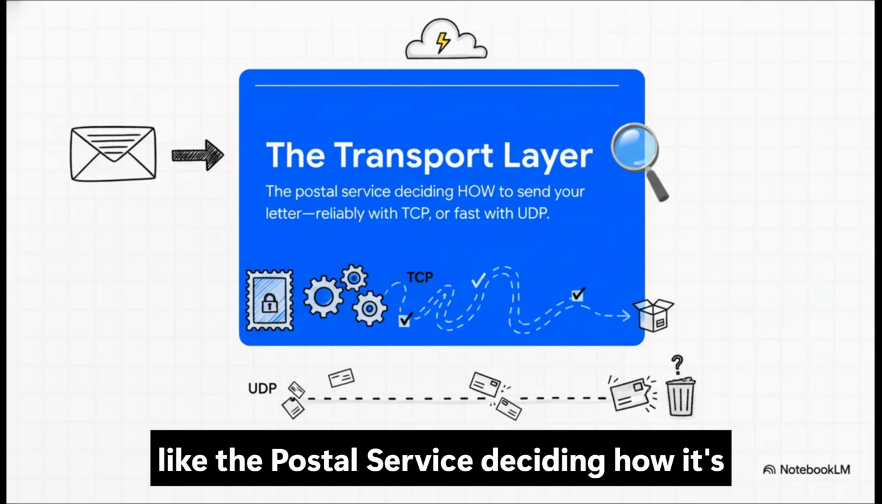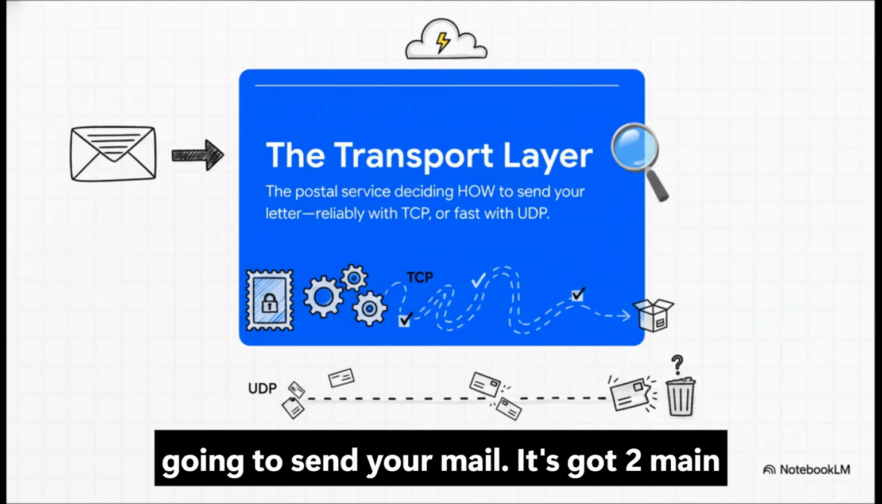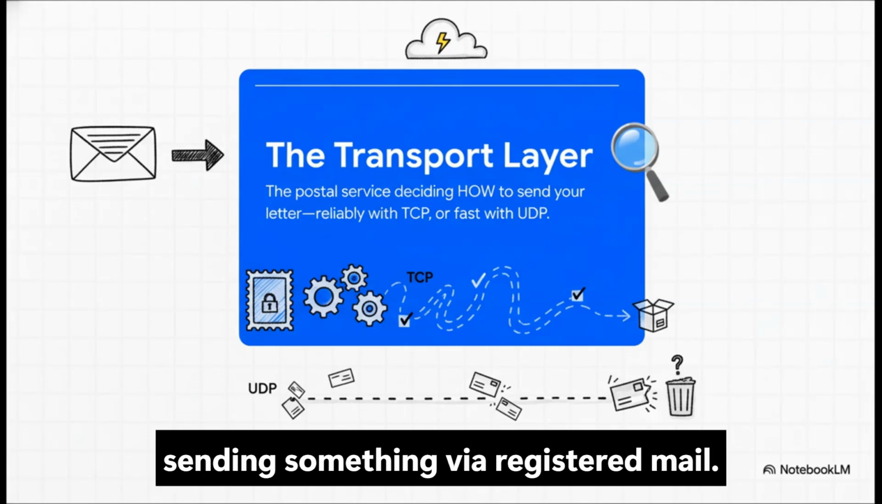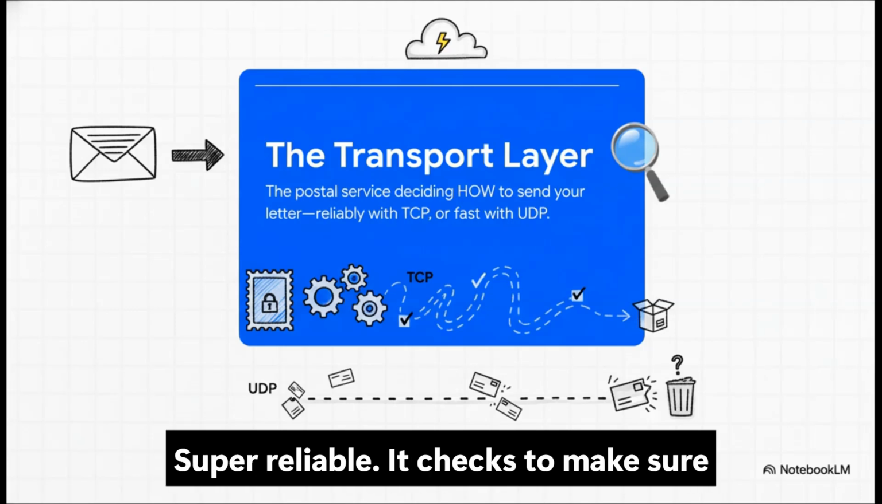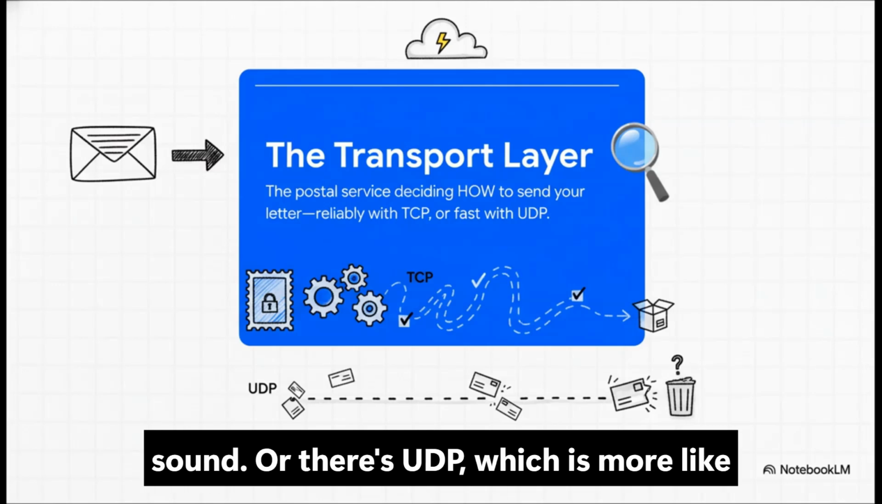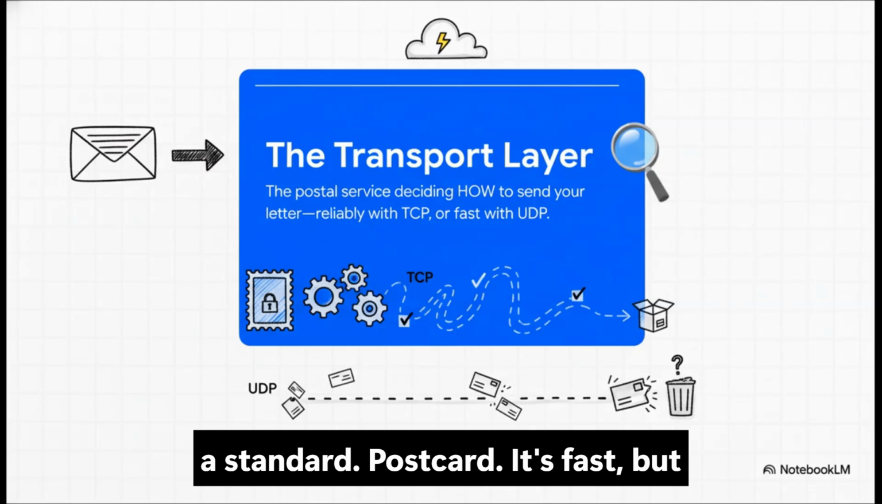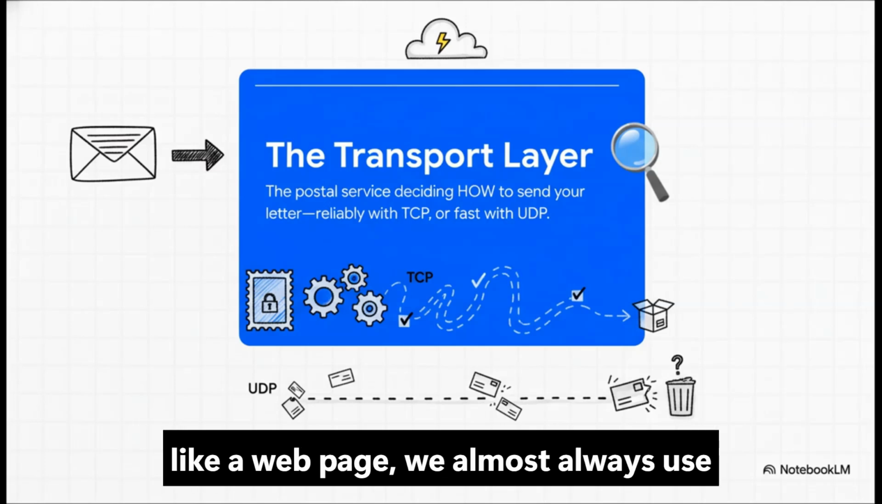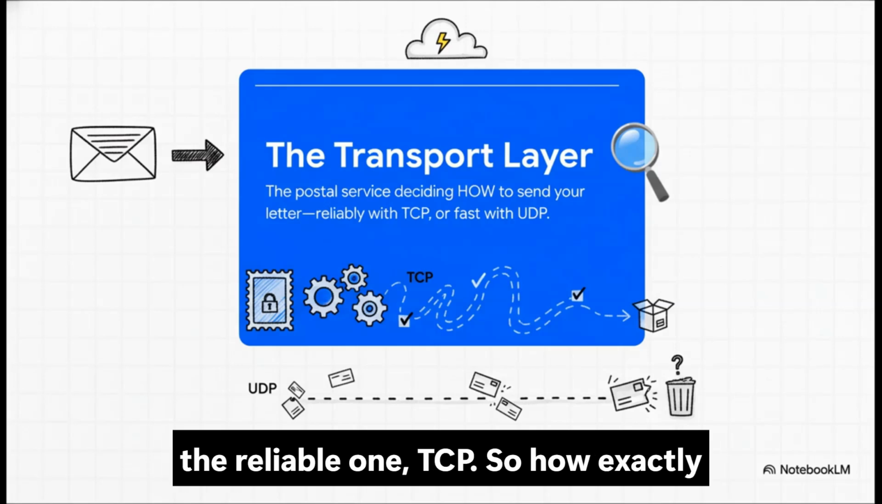All right, next, your letter goes down to the transport layer. And this is like the postal service deciding how it's going to send your mail. It's got two main options. There's TCP, which is like sending something via registered mail, super reliable, it checks to make sure every single piece arrives safe and sound. Or there's UDP, which is more like a standard postcard. It's fast, but there are no guarantees. For something like a web page, we almost always use the reliable one, TCP.